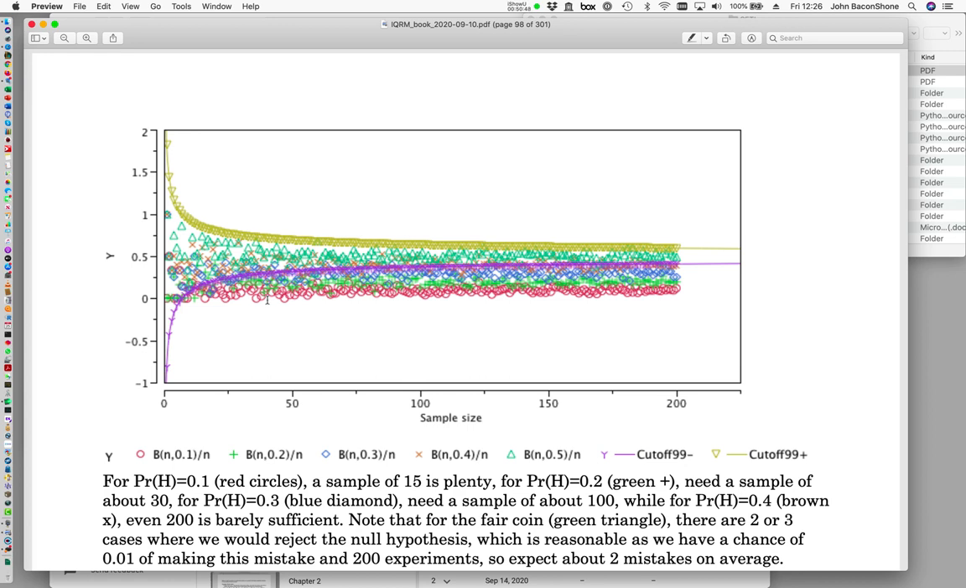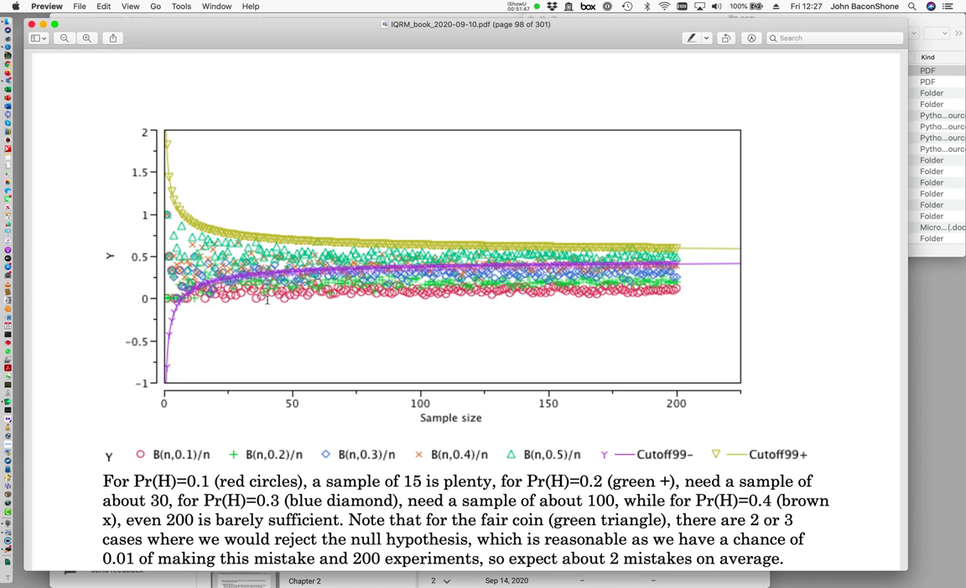Okay, so that's the unfair coins, but what about the fair coin? So the fair coin, remember, is our turquoise triangles. If you look at the turquoise triangles, you can see there are one or two turquoise triangles outside the curve. There's one, I think, which is clearly outside the curve. And if you look at the bottom limit, I think if you look carefully, you'll find another one or two which are outside the curve. So overall, we have about 2 cases out of our 200 experiments where we would have rejected the null hypothesis even though it's true. And in fact, that's actually what we expect, because we set the significance level at 1%.